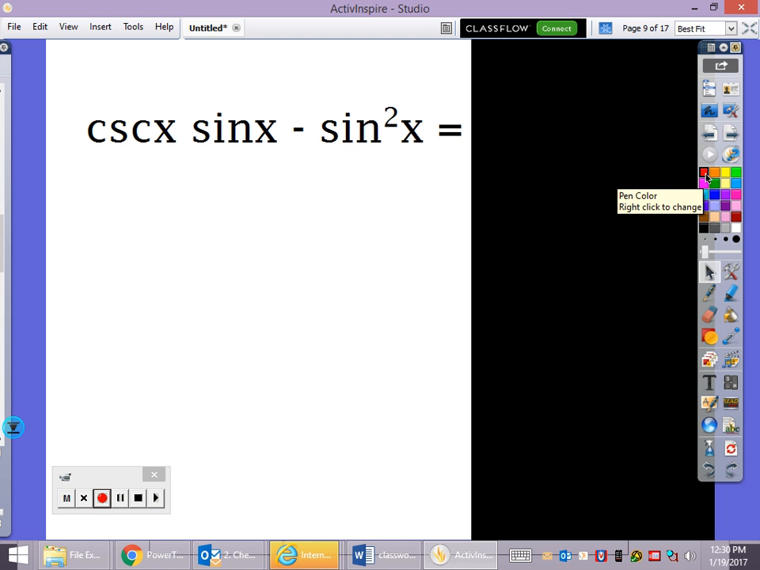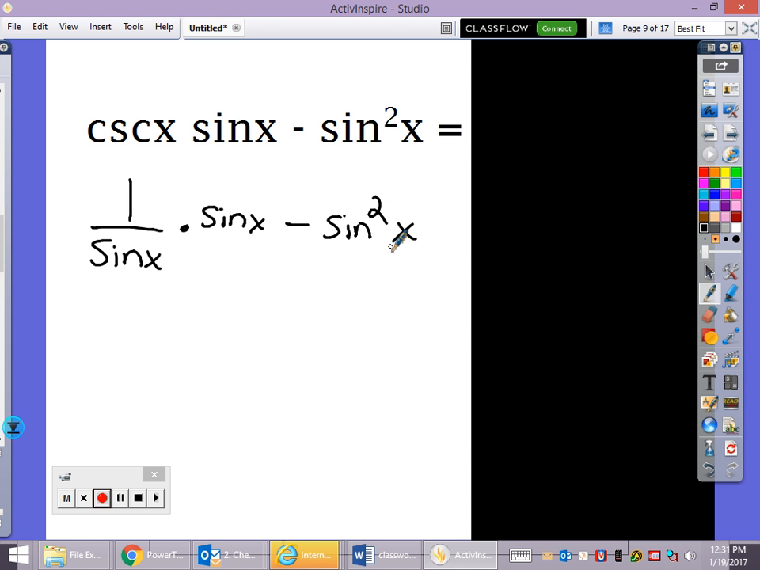Do I see a squared and a 1? No. So it's not one of my identities. So that means I want to rewrite everything using sines or cosines. So am I going to keep or change? What would you like me to write it as? Helps if I'm on the pen, sorry. 1 over sine x times sine x. Keep or change? Keep.